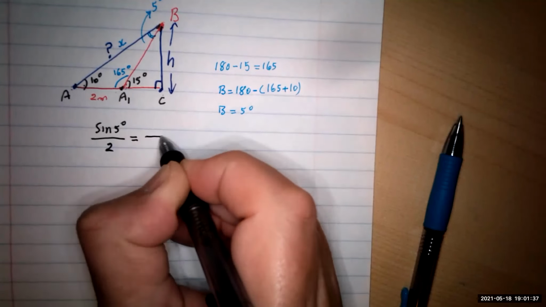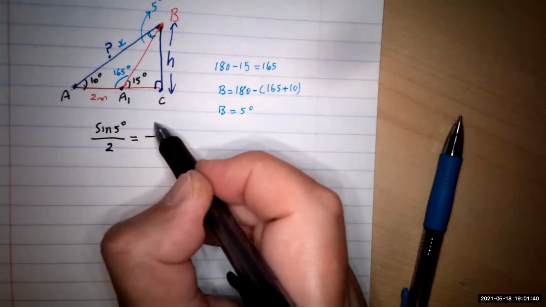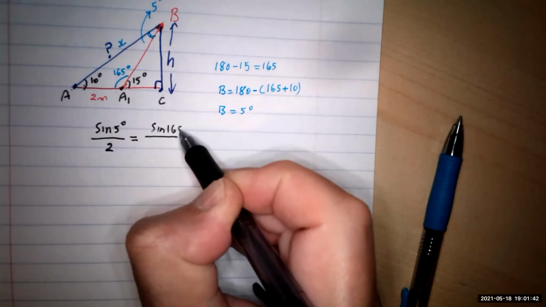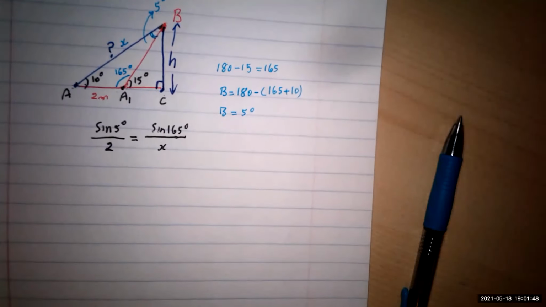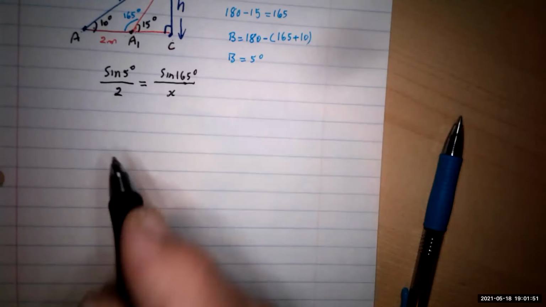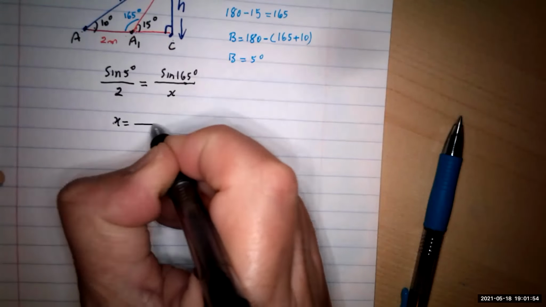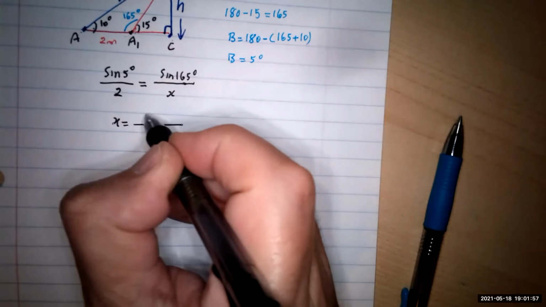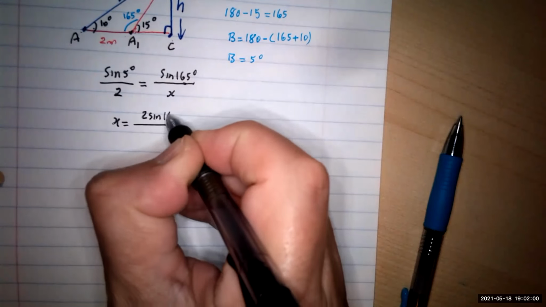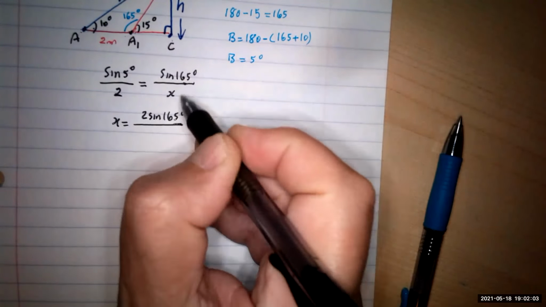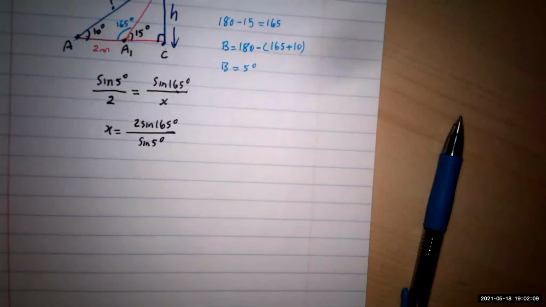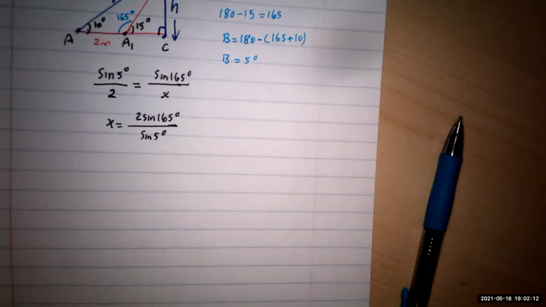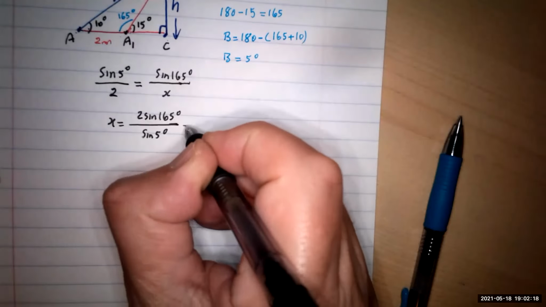It is equal to the sine of this angle, 165 degrees, and the opposite side is the x, which is the missing line. Cross multiply to get the x. So the x would be 2 times the sine of 165, divided by sine of 5 degrees. Then use your calculator to get this number. I have something like 5.9, I call it 6.